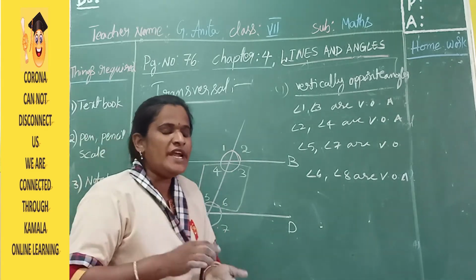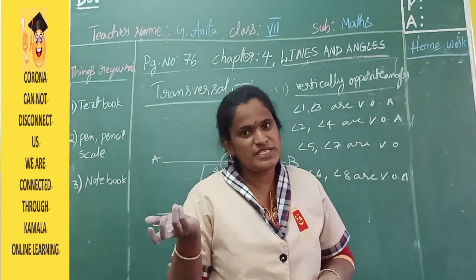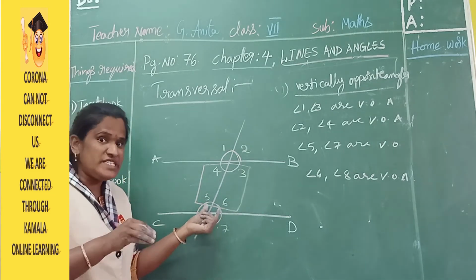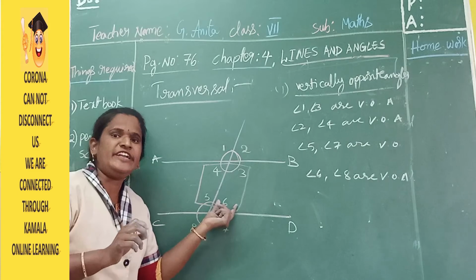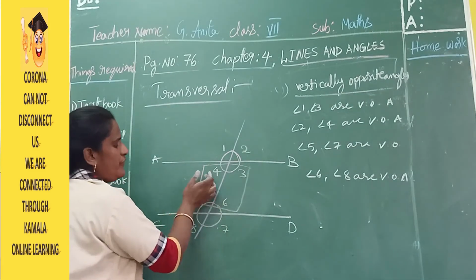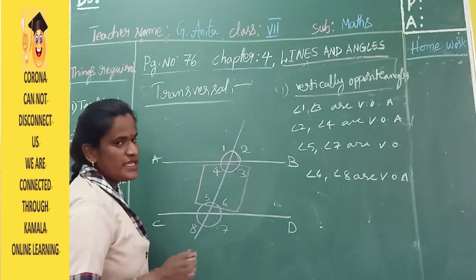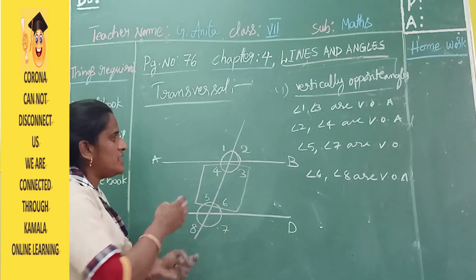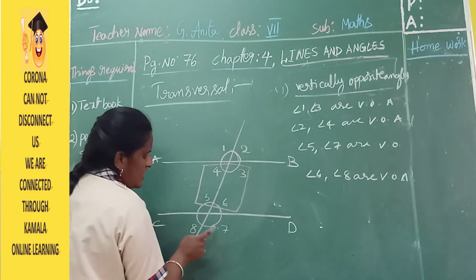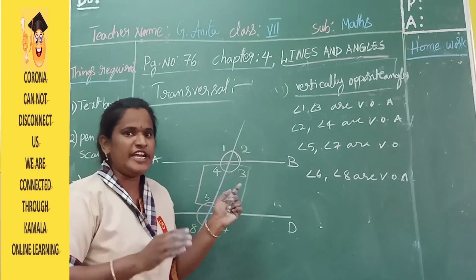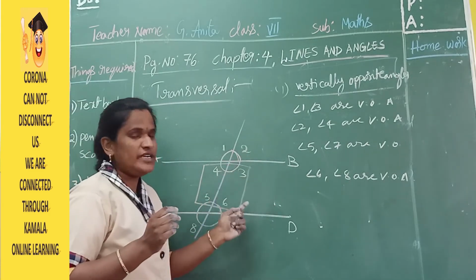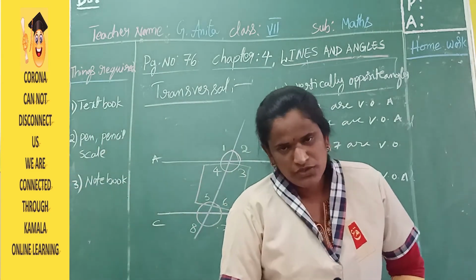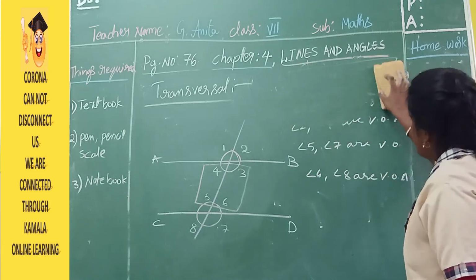So clear, students, everyone? Interior means inside. Exterior means outside. Interior angles are those inside of the two parallel lines: 3, 4, 5, 6. Exterior means outside of the parallel lines: angle 1, 2, 7, 8. That's why they are exterior angles. So clear, students, everyone?